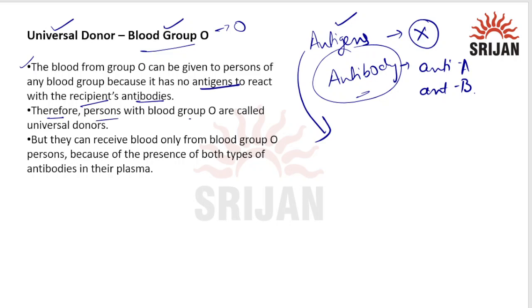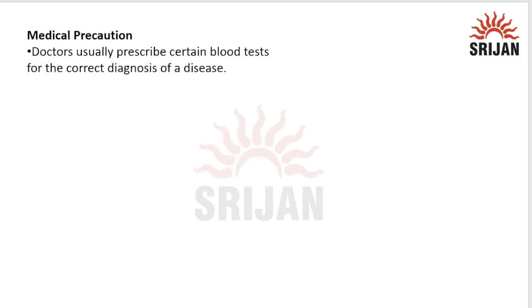Therefore, persons with blood group O are called universal donors, but they can receive blood only from blood group O persons because of the presence of both types of antibodies in their plasma.